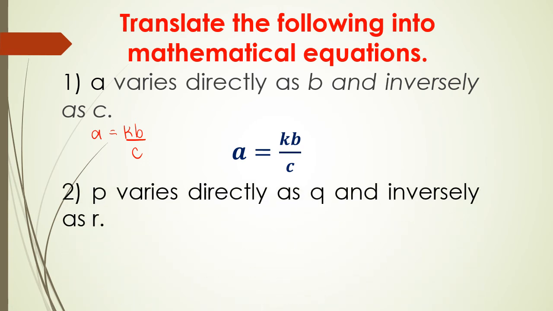P varies directly as Q and inversely as R. So, yung P daw varies directly as Q. So, that is direct. And then, merong inverse, and inversely as R. Okay, so P is equal to KQ divided by R. Tignan natin. Very good.